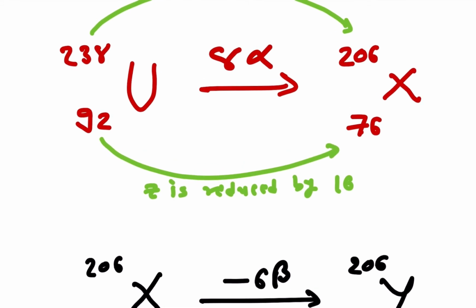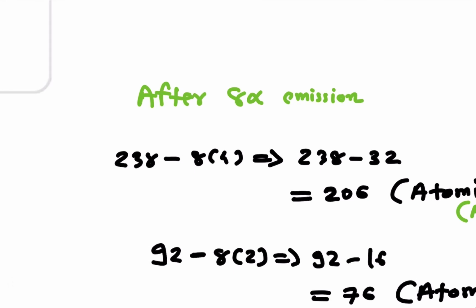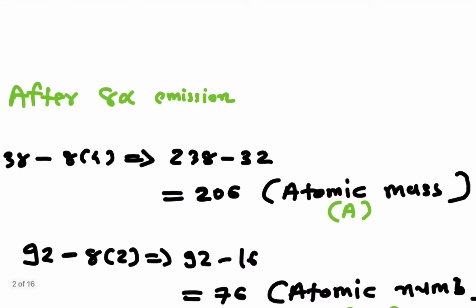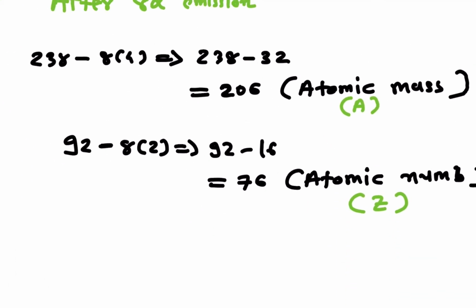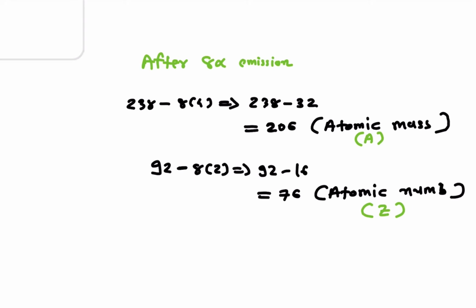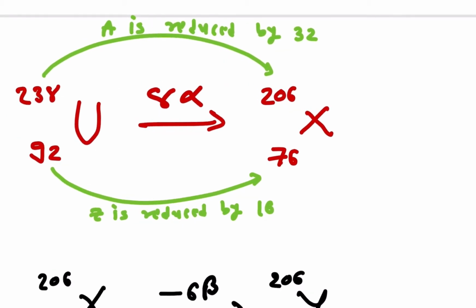is reduced by 16. Because in alpha emission, the atomic mass number A is reduced by 4, the total for 8 is 8 into 4, that is 32. So 238 minus 32, after 8 alpha emission, the atomic mass number A remains 206. Similarly, the atomic number Z is decreased by 16 after 8 alpha emission, so 92 minus 16 becomes 76. So after 8 alpha emission, the daughter nucleus is 206 X 76.